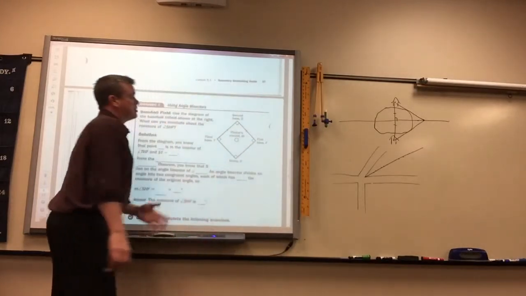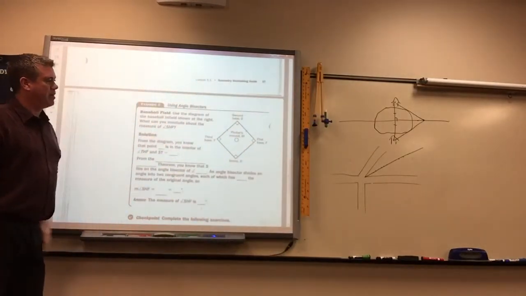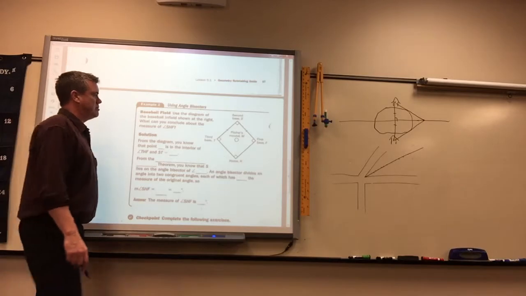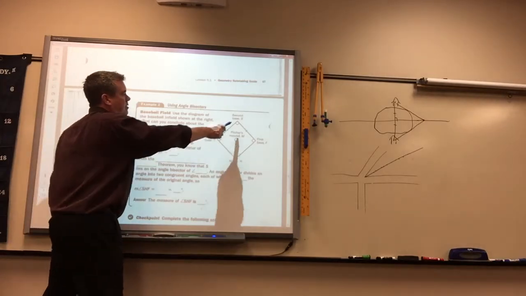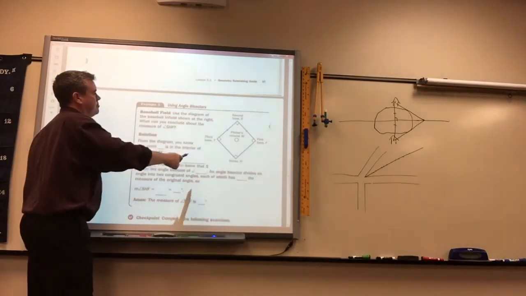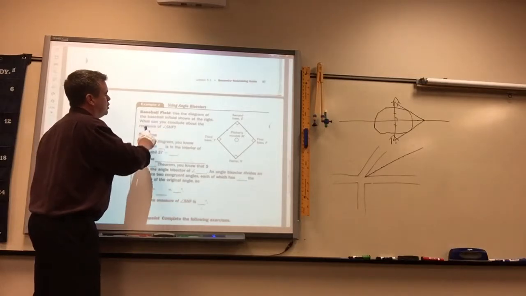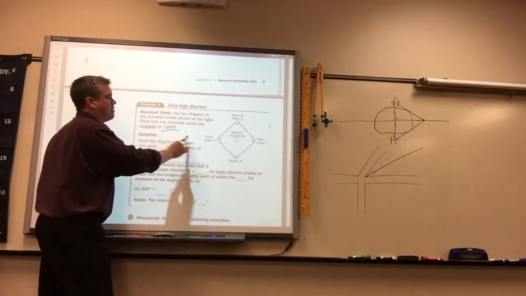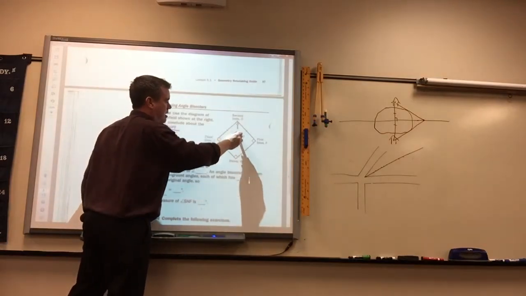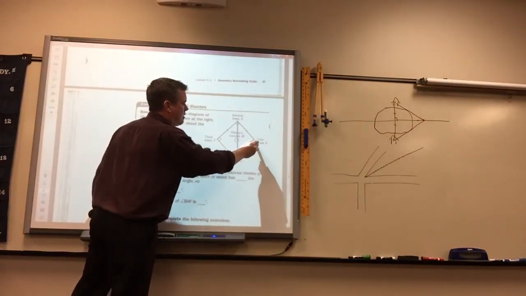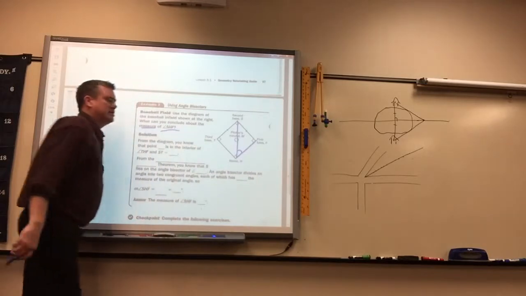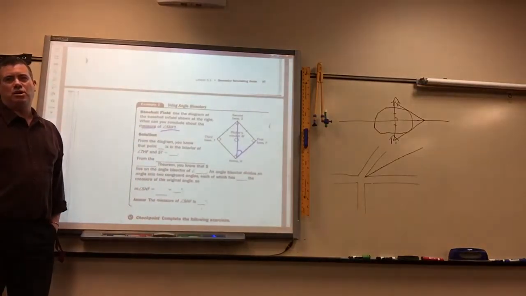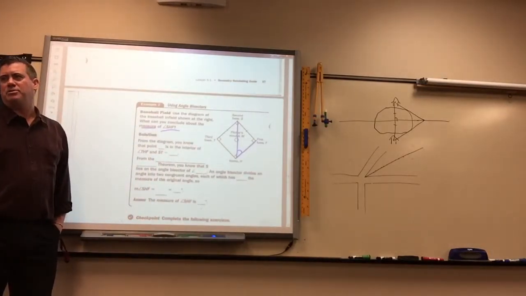So here, another simple problem, but maybe it's too easy. So easy it's hard. They have a baseball diamond. What can you conclude about the measure of angle SHF? SHF is this angle. What can you conclude about it just by looking at that picture?